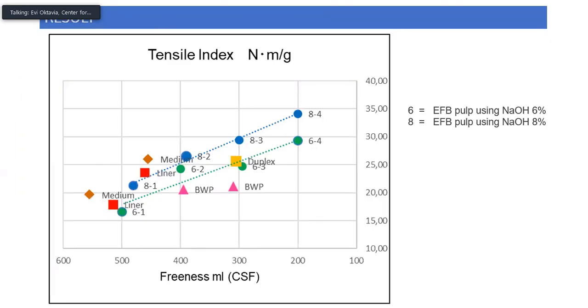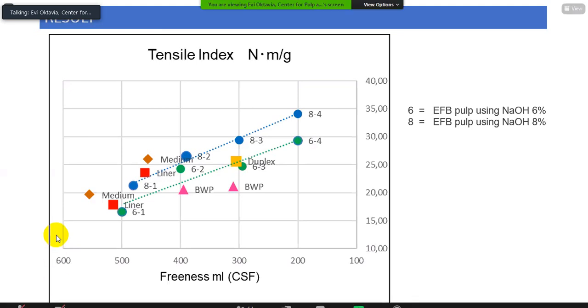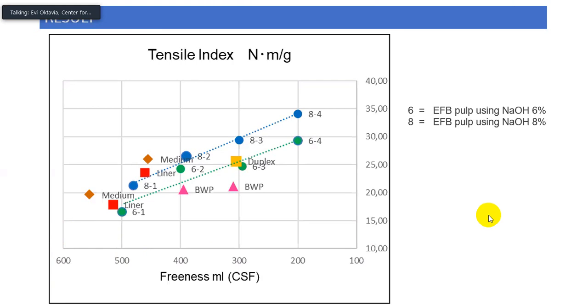This is a result of tensile index. As we can see, I put the lines of the graph of EFB, the blue line, EFB using caustic soda 8%, and the green line, EFB using caustic soda 6%. And as we can see, compared to the commercial brown paper, the tensile index of our study shows good quality, especially with CSF around 300.